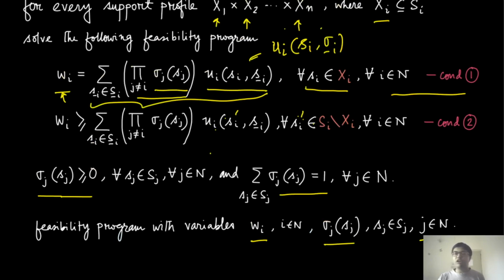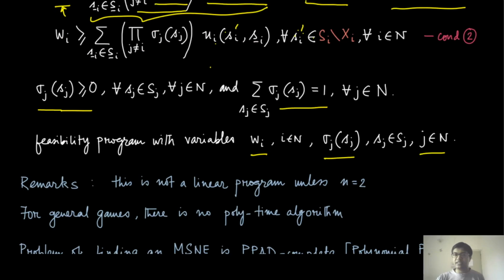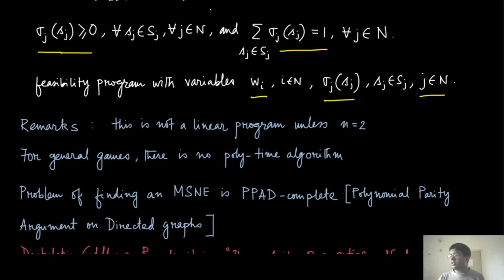So as long as there are more than two players, this is not going to be a linear equation. For two players, yes, this is going to be a linear equation. But for anything beyond n equal to 2, this is not a linear program.